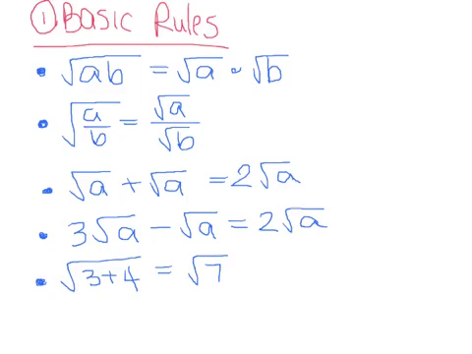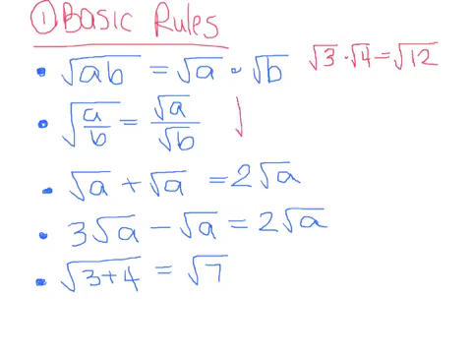Basic rules. First of all, the square root of AB equals the square root of A times the square root of B. You can go in this way too. Square root of 3 times the square root of 4 equals the square root of 3 times 4, which is 12. Okay, the square root of A over B, all underneath the radical, you can split that radical up into the square root of A over the square root of B.